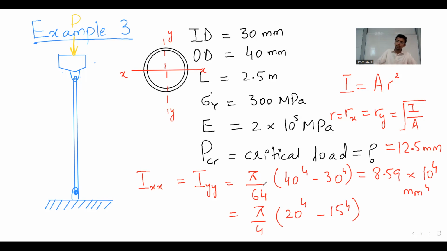So it's not pi by 32 anymore. It is pi by 64 into D power 4, or D2 power 4 minus D1 power 4 in terms of hollow. And when you write the same formula in the form of radius, you can see on your screens right now, it is pi by 4 into R2 power 4 minus R1 power 4. Again, this is for simple moment of inertia. For polar moment of inertia, it will become pi by 2 here. Did I answer your question?